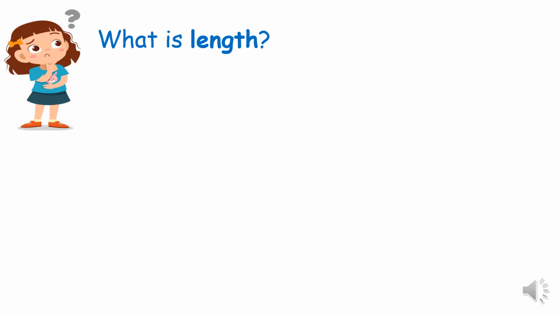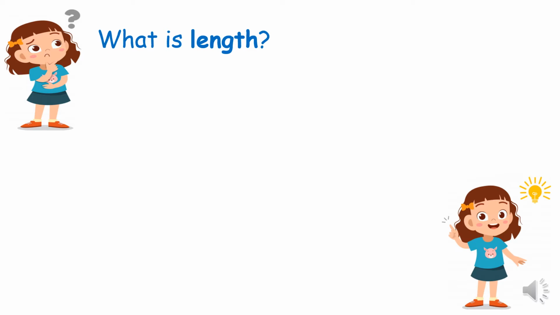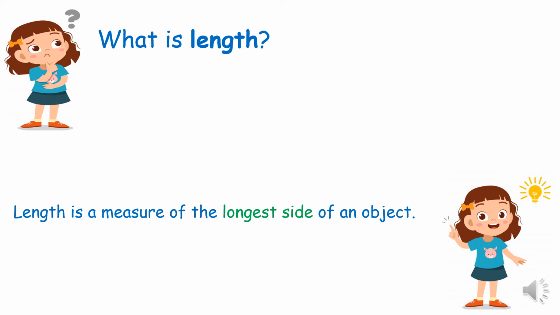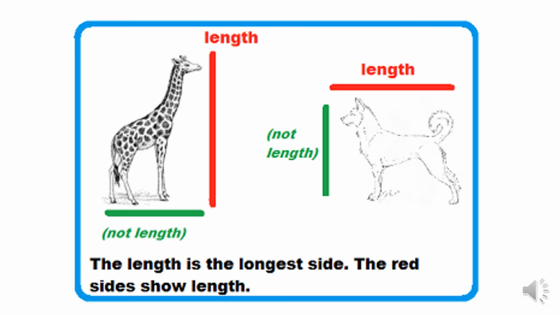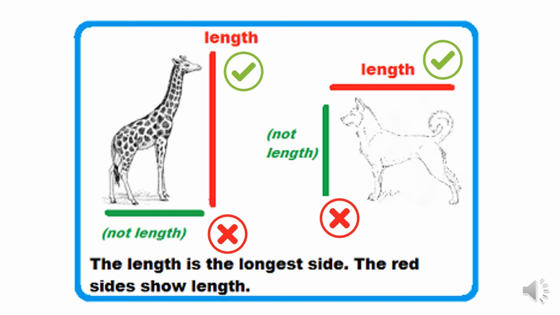So what is length? Can you remember from yesterday's lesson? Length is a measure of the longest side of an object. To find the length, we need to measure. The length is the longest side, so we can see the red sides show the length. The green sides do not show the length. And that's because the red sides show the longest side of the object.